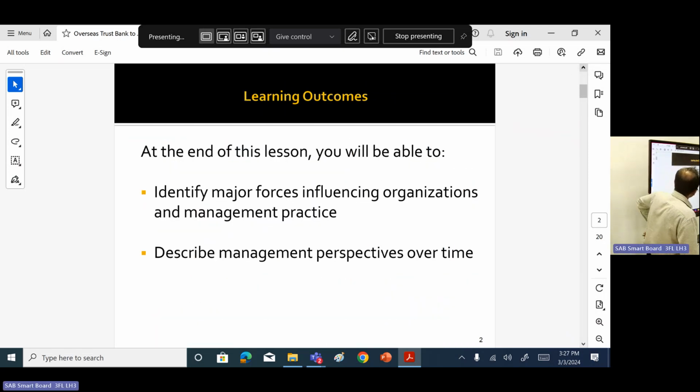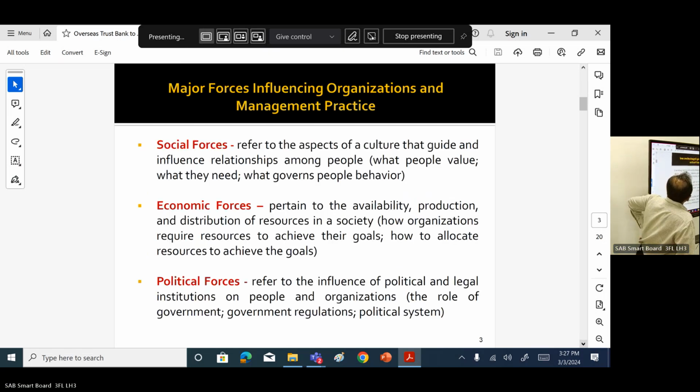Right, here, two things should be considered. First, we have to consider the major forces influencing the evolution of management practices. But then after that, using the diagram, we can identify them. I have used only three, but not only these three.